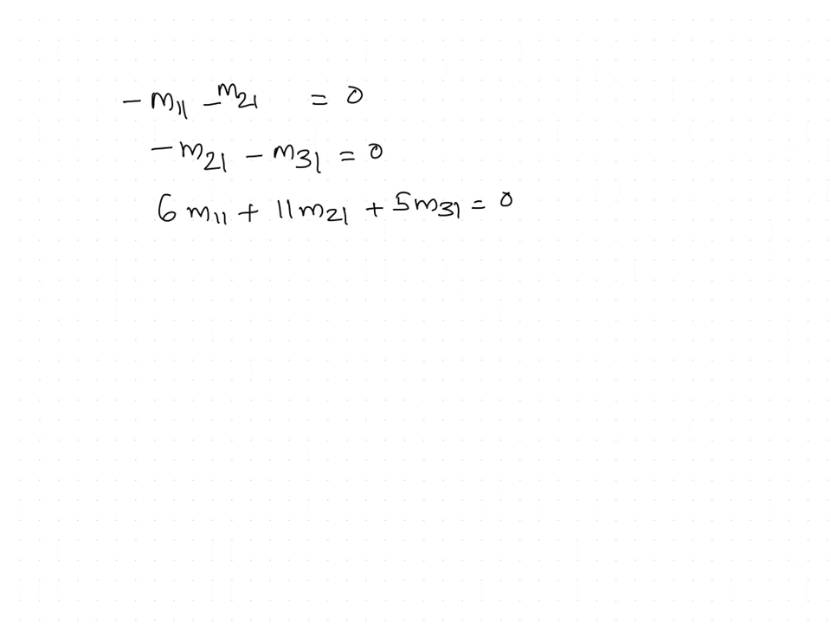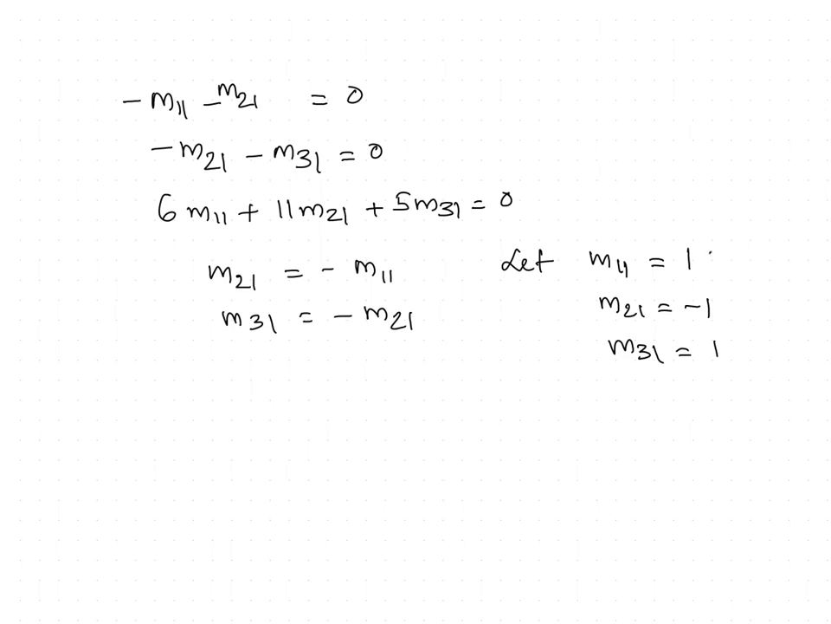So, in order to avoid such conditions, what we do is we write one of the variables as a standard variable and write other variables in terms of that. That is something like m21 is equal to minus m11, m31 is equal to minus m21, and let m11 equal to 1. This results in m21 equal to minus 1 and m31 equal to 1. It is not necessary that you should always choose m11 as 1. It can be any scaled value. So, the eigenvector in this case would be m11, m21, m31, that can be 1, minus 1, 1.